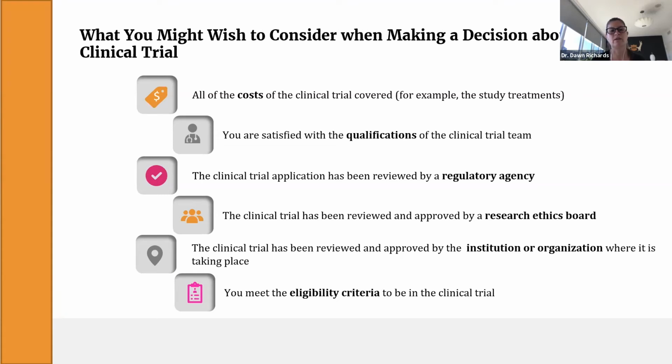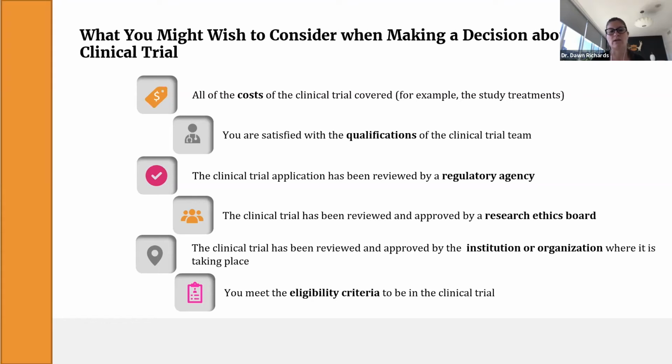So first of all, you'll want to ask about the costs of the clinical trial and how those are covered. For example, you should not be asked to pay an entrance fee. You shouldn't be asked to pay for the study treatment. You might have to pay for parking. You might have to take time off work to participate. But you should check into that and see how that's going to affect you personally. You should look at the qualifications of the clinical trial team. So have they worked in this area for a long time? If it's important for you, are they affiliated with an academic organization or some other trustworthy organization?